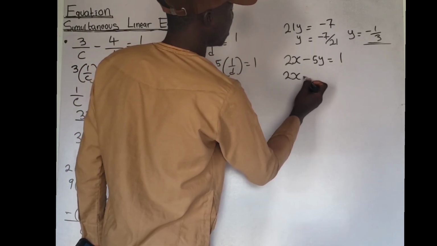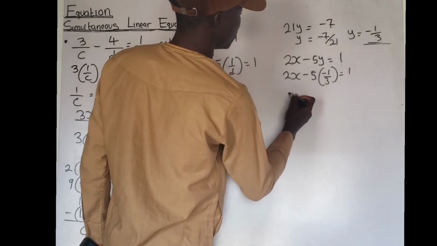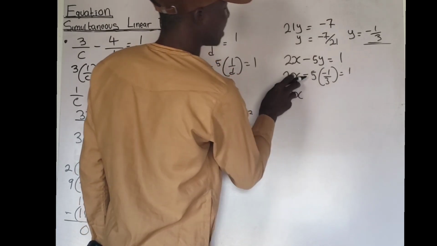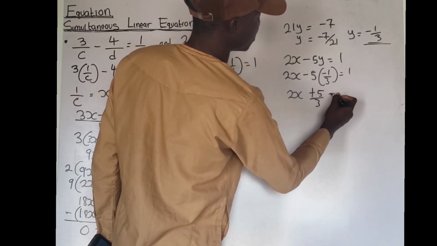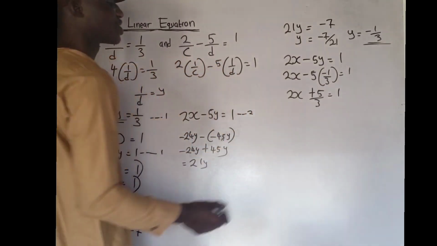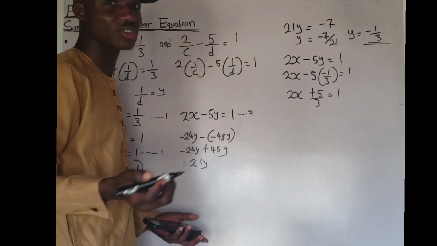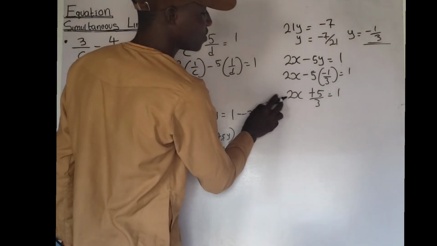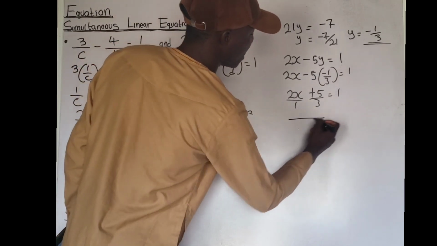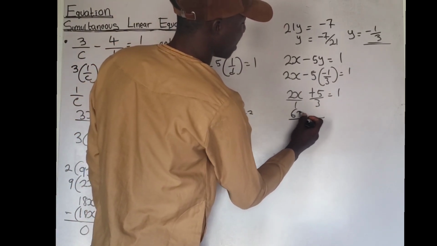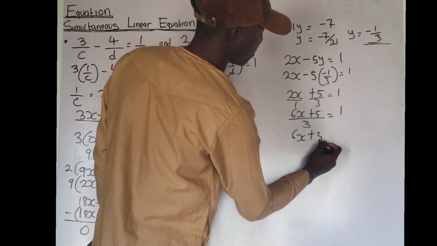So 2x minus 5 times bracket negative 1 over 3 equals 1. 2x is now negative 5 multiplied by negative 1, that is positive 5 over 3, equals 1. Now, to clear this fraction, I'm going to multiply both sides by 3. Or let us take the LCM of the left hand side, 2x plus 5 over 3. The LCM here is 3. So I'm going to have 6x plus 5 equals 3.